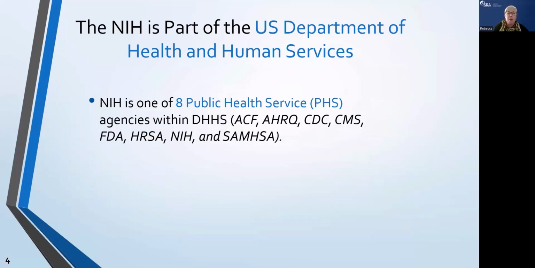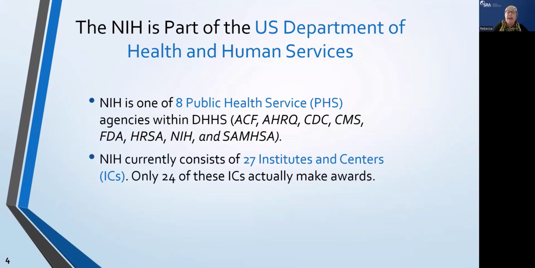NIH is part of the Department of Health and Human Services. It's one of 8 public health agencies, and a good acronym person can identify all of those. Currently, NIH consists of 27 institutes and centers. Only 24 of those actually make grant awards. And I say currently, there is talk afoot about consolidating the centers. One proposal I've seen would actually reduce the number of funding centers from 24 to 8. So not sure when or how that's going to happen, but I think we will see some institutes disappear over the next few months or year.